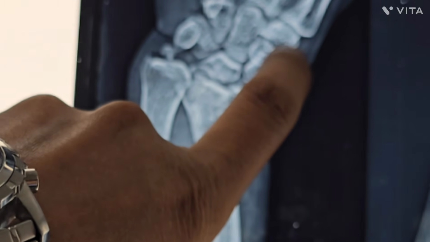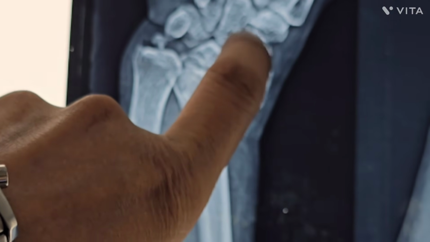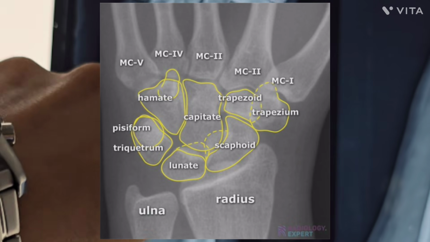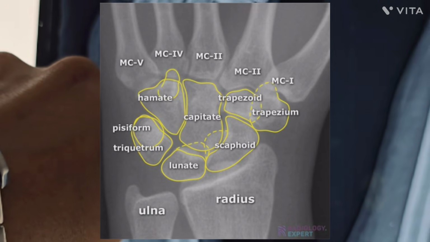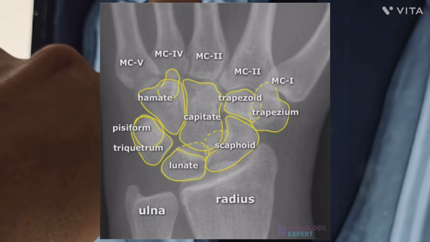Now the second row: trapezium, trapezoid, capitate and hamate.